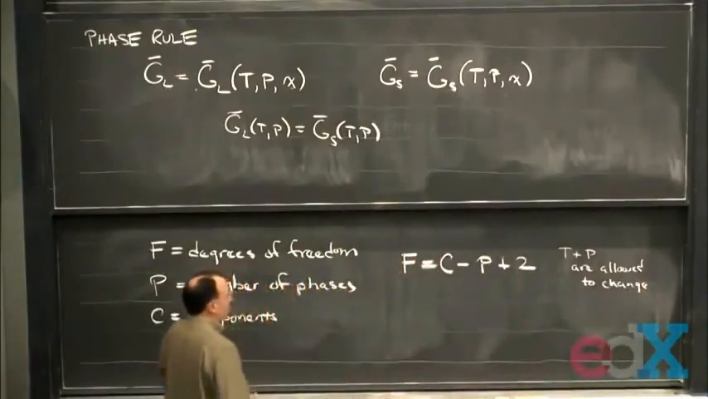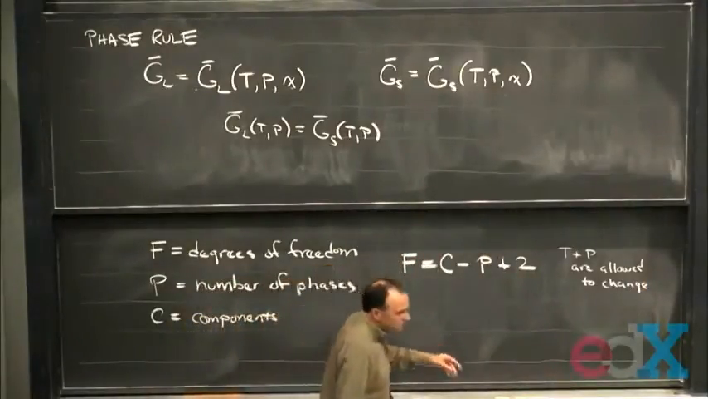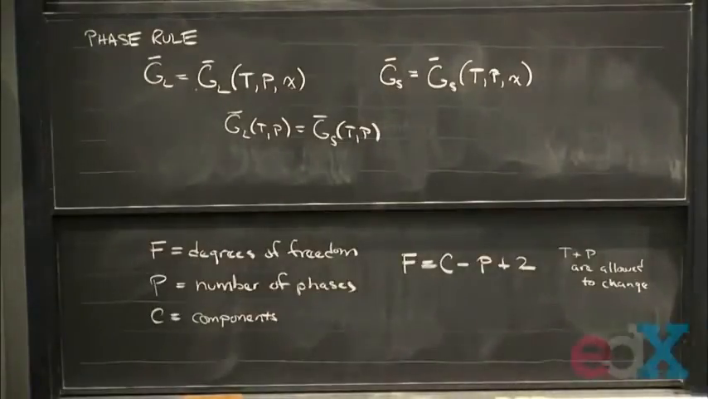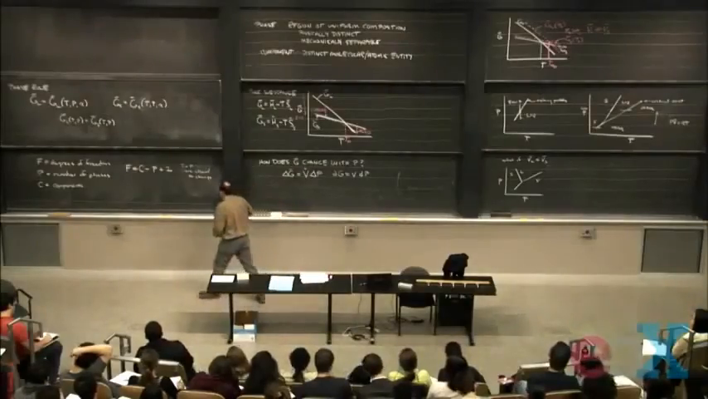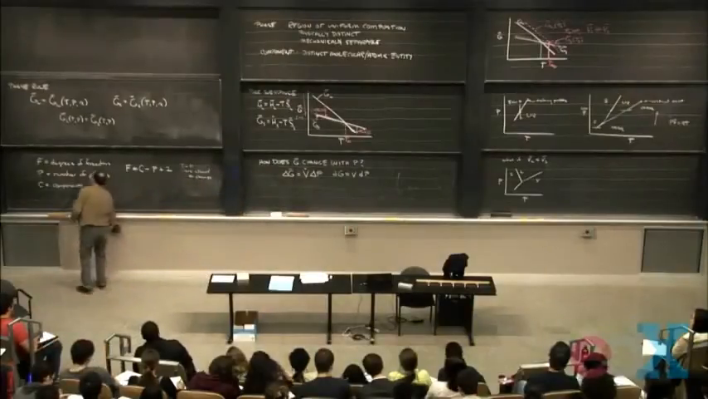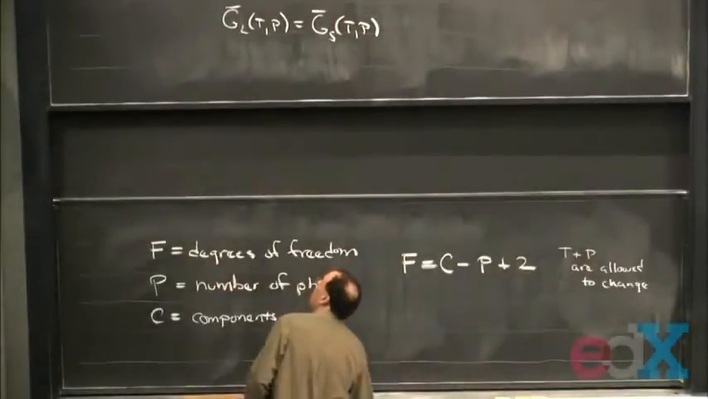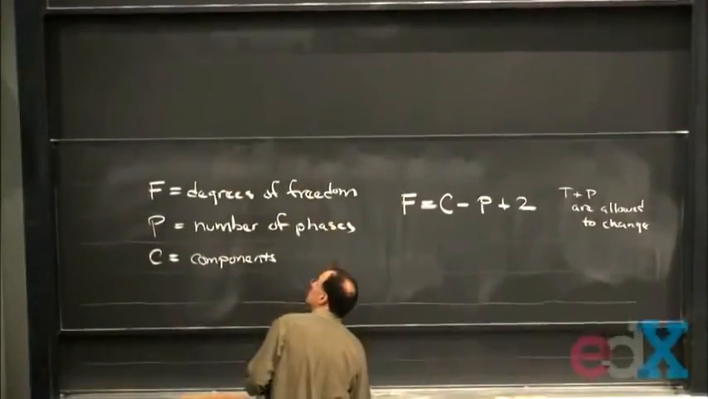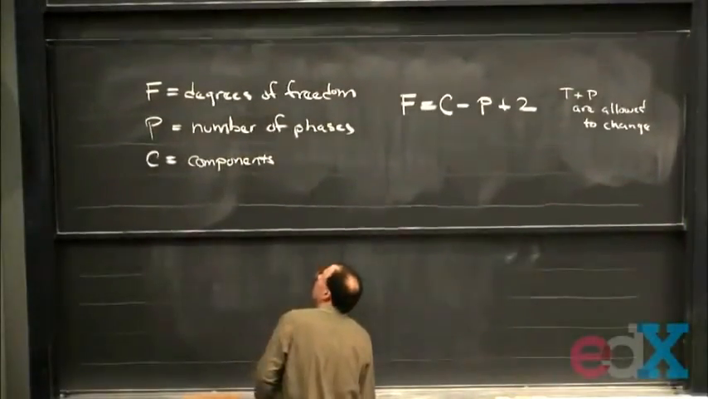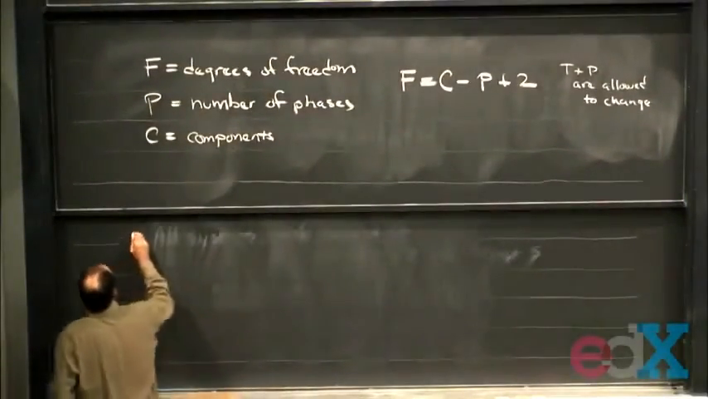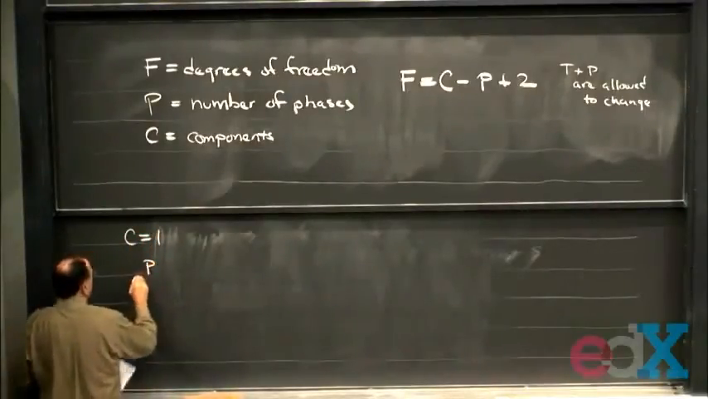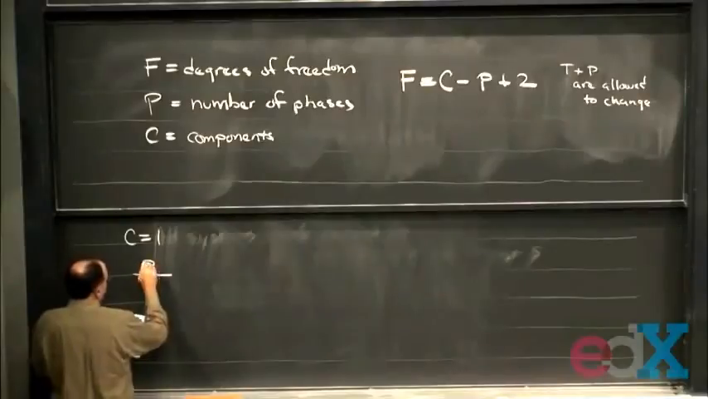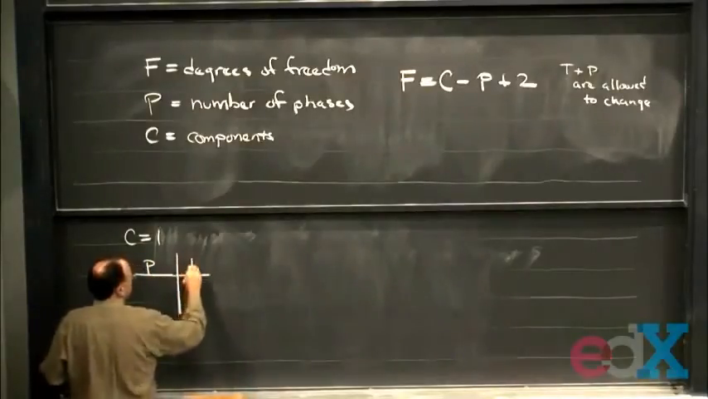Let's see how it works. So let's say I have, I did it over here. Let's make a little table. So let's say I have a single component, C equals 1. I'll put the number of phases here, and the number of degrees of freedom.